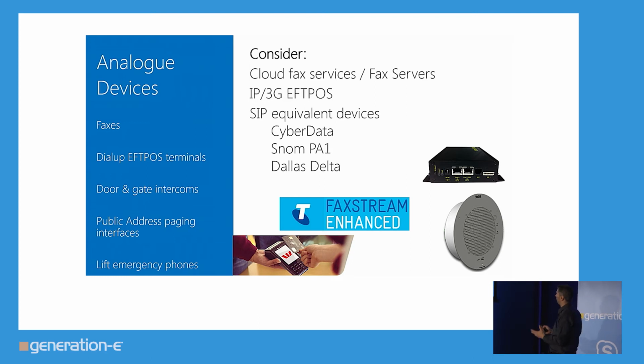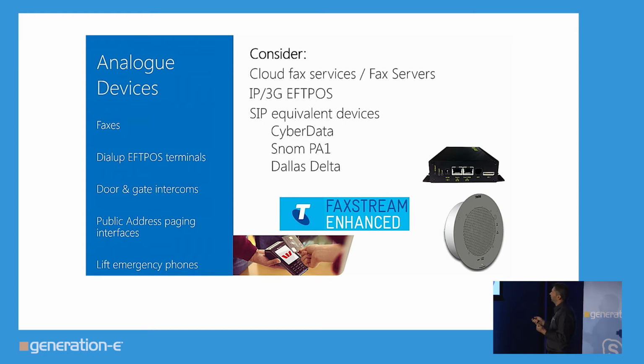Telstra, as an example, has a fax stream enhanced service where you can use email to fax and fax to email to outsource all that fax stuff to someone else. Otherwise, you can deploy fax servers that can integrate with SIP trunks. And again, if you're doing it over SIP trunks, just check with your provider to make sure it's all going to work and it's compatible. But some other areas besides fax are things like EFTPOS terminals. Often in this case, a lot of people are moving to 3G or IP EFTPOS as well. So that's something we would suggest.